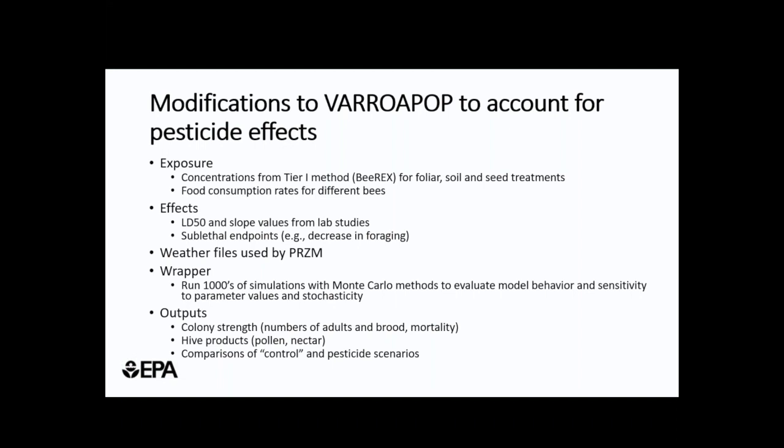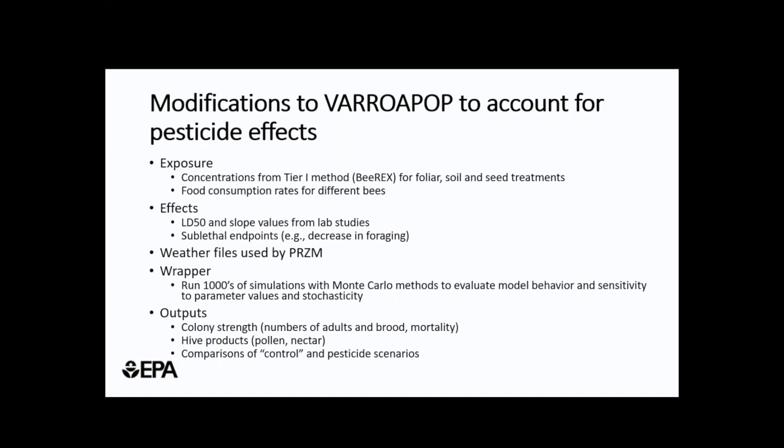The Varroa pop model and the bee pop model also simulate one colony at a time, and we wanted to be able to account for variability from one hive to another. And so we've developed what we call a wrapper that allows for a Monte Carlo simulation of multiple hives. So we can account for differences in queen strength and worker longevity and other parameters as well, and how hives of different strengths might respond to pesticides.